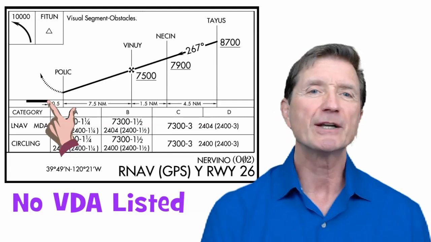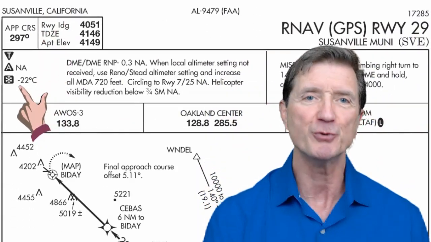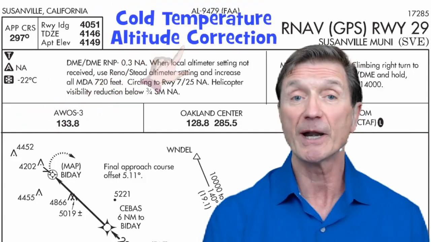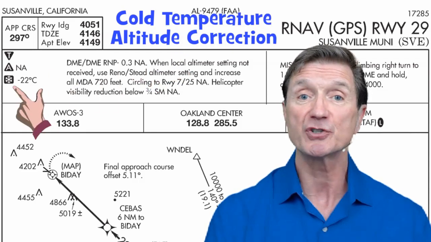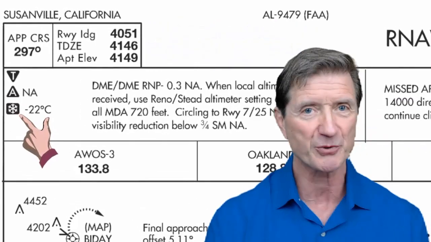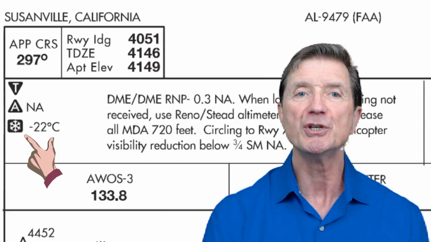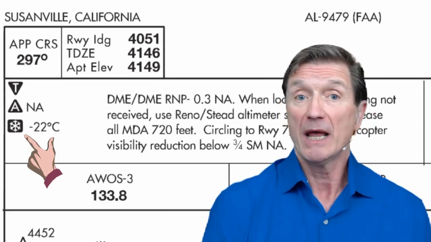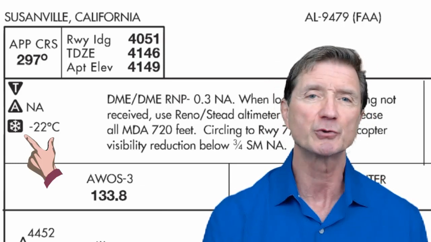And what about this thing called cold temperature error that obligates you to make a cold temperature altitude correction when an airport has a temperature at or below the value next to the snowflake symbol shown in the briefing strip? That's right. You need to know how to correct your altitude for unusually cold temperatures at your destination airport, as well as know how to communicate this correction to air traffic control.